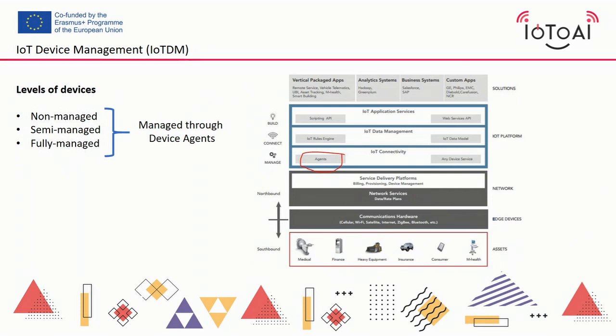We have to know that there are different levels of devices in an IoT network. The non-managed devices, the semi-managed devices, and the fully managed devices. These devices are mainly managed through the software component called device agents.